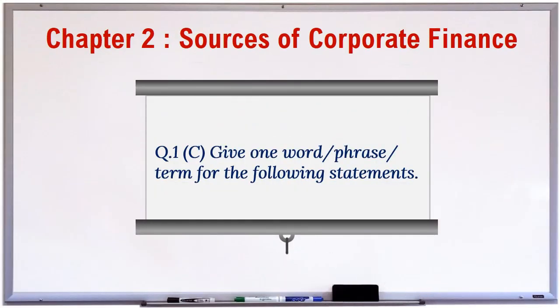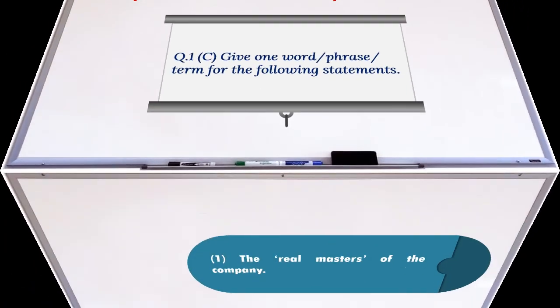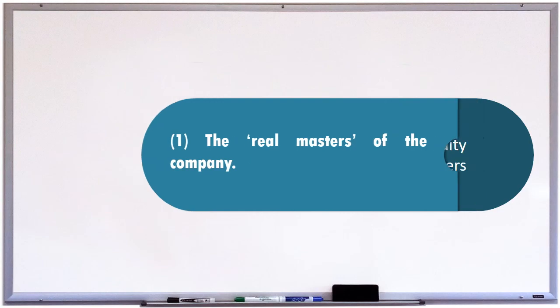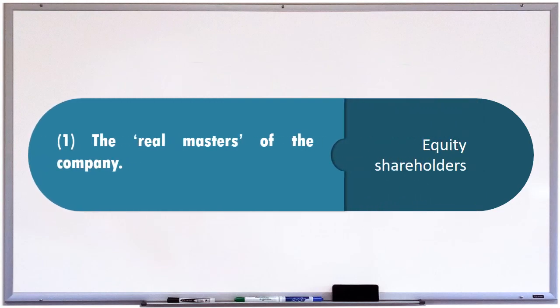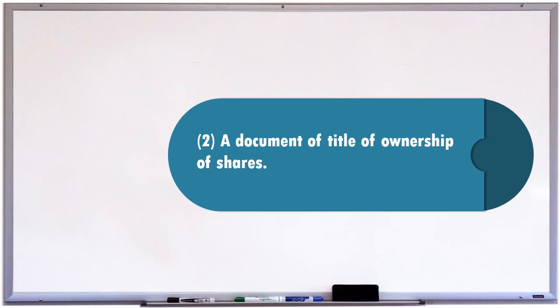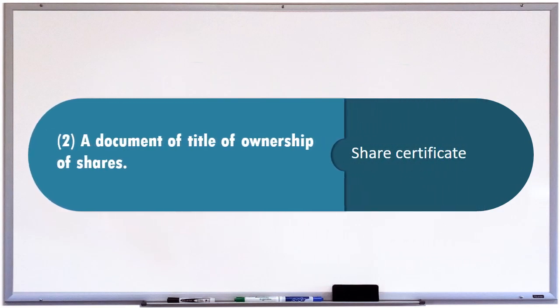Question 1. C. Give one word, or phrase, or term, for the following statements. 1. The real masters of the company. And the answer is equity shareholders. 2. A document of title of ownership of shares. And the answer is share certificate.